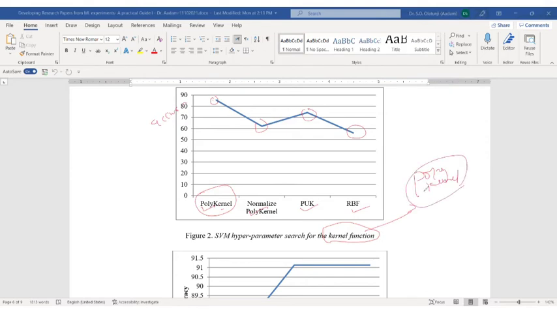So all my subsequent experiments, I'm going to be using this best parameter value that has been established, because I tried to check for other available values. They couldn't beat this particular value. So this is one very simple, systematic way of searching for the optimal parameters.